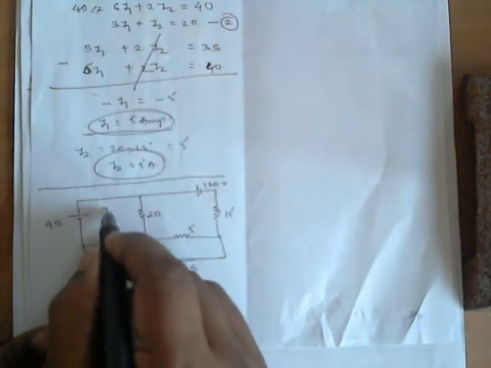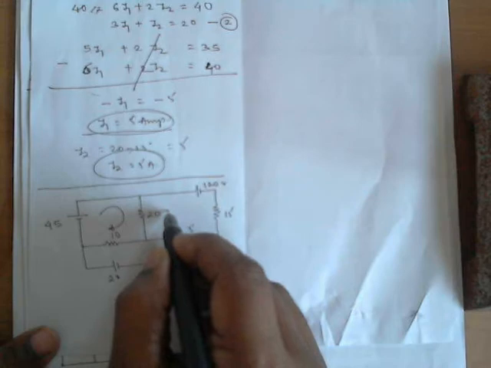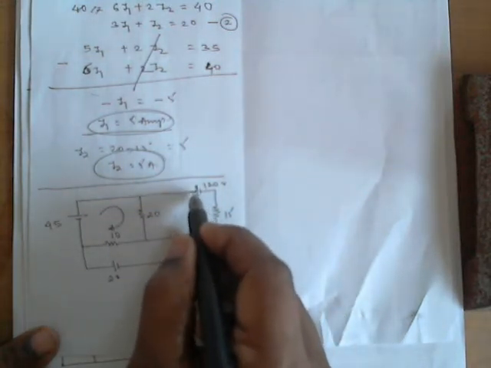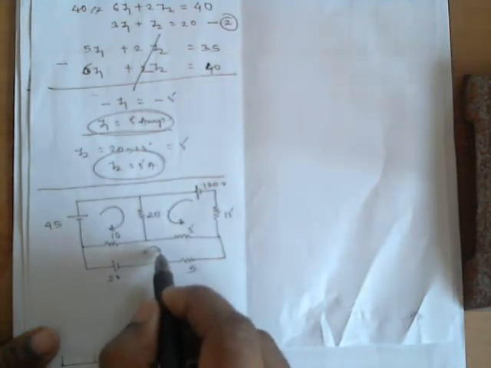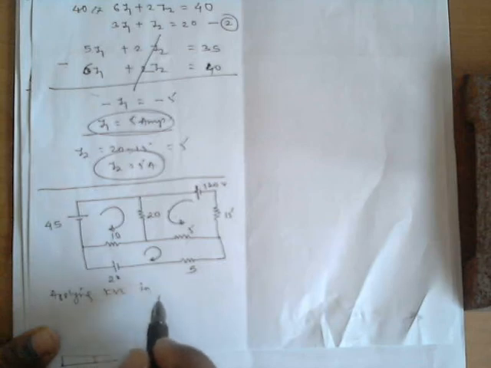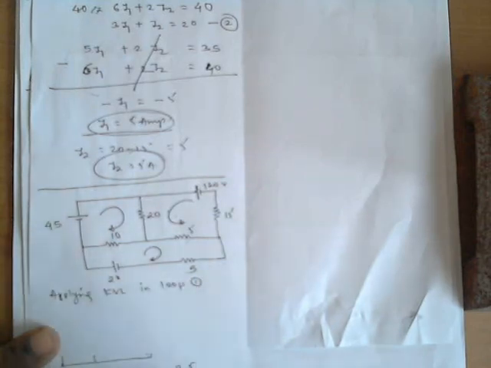So, assume the direction of current. I will assume it like this. Here I will assume positive, not necessary, but I will consider the direction like this, and here I will consider the current direction like this. So applying KVL in loop 1.